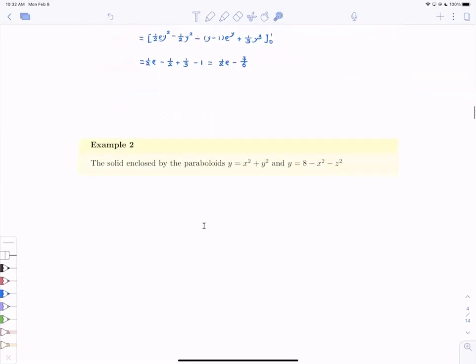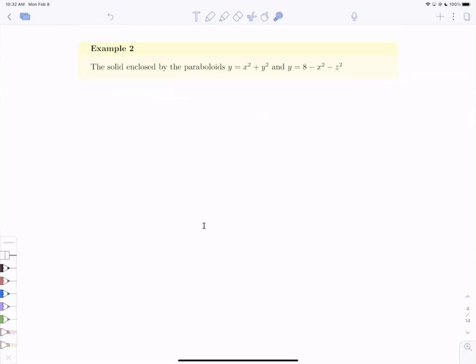Okay, so example 2, you need to calculate the volume of the solid enclosed by the paraboloid. So I'll give you some time to try this and we'll take it up. I probably don't have the time to do all the computation, so tomorrow when I post the solution of the past test, I will also post the full solution of the questions that I did today.